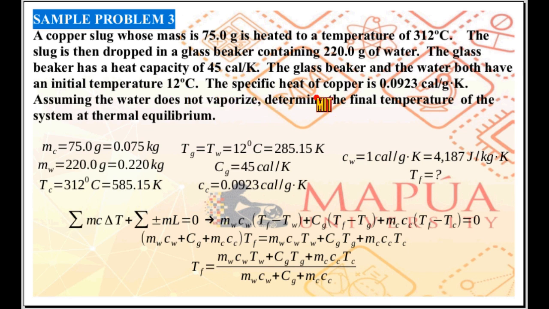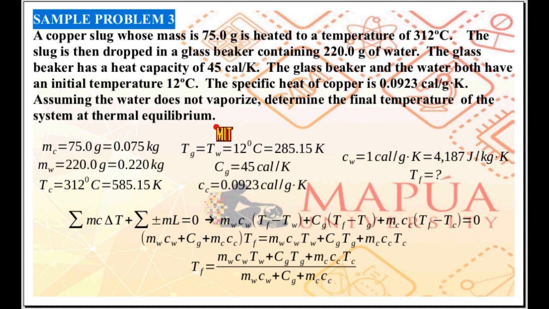The specific heat of copper is given as 0.0923 calories per gram Kelvin. Assuming the water does not vaporize, determine the final temperature of the system at thermal equilibrium.